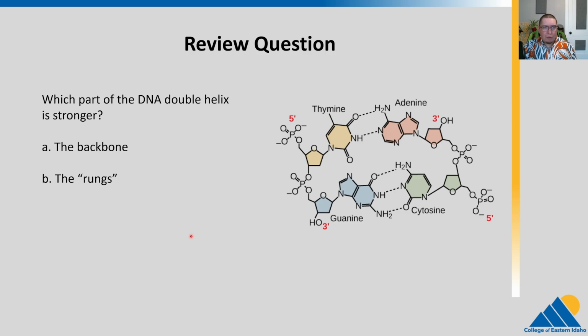Now let's do another one. Which part of the DNA double helix is stronger? Okay, we've got two options. We got the backbones, which are here, or the rungs of the ladder here. Go ahead and pause the video. Think about that one. All right. Hopefully you chose the backbone is stronger. The backbone is held together by covalent bonds. Those are stronger than the hydrogen bonds, which hold the rungs together in the middle.